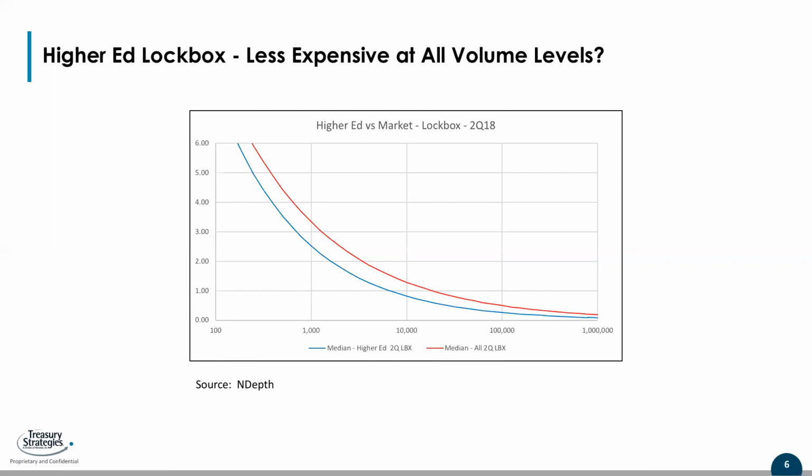The red line is the median for the entire market, for all of the companies who are Treasury Strategies clients in the NDepth database. And the great news here is that the blue line is lower than the red line. That means higher ed is paying less for Lockbox at every volume level than the average company in our database. Now, before we pat ourselves on the back, though, let's try to understand why this might be the case.